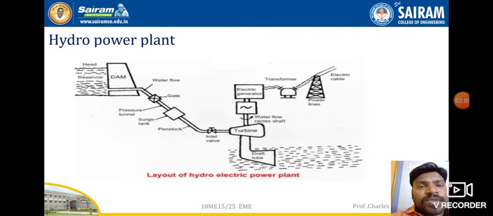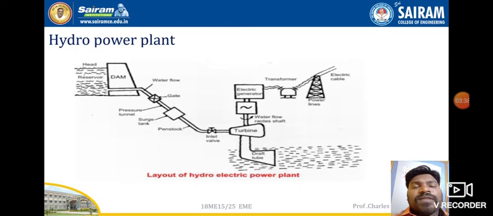Now let's see the working principle of the hydropower plant. First, the water will be preserved in the reservoir, and whenever water is preserved in any reservoir, or for example an overhead tank, since every house has an overhead tank filled with water, the water inside the tank possesses potential energy. Whenever the water is in a static condition, it will have some amount of potential energy.